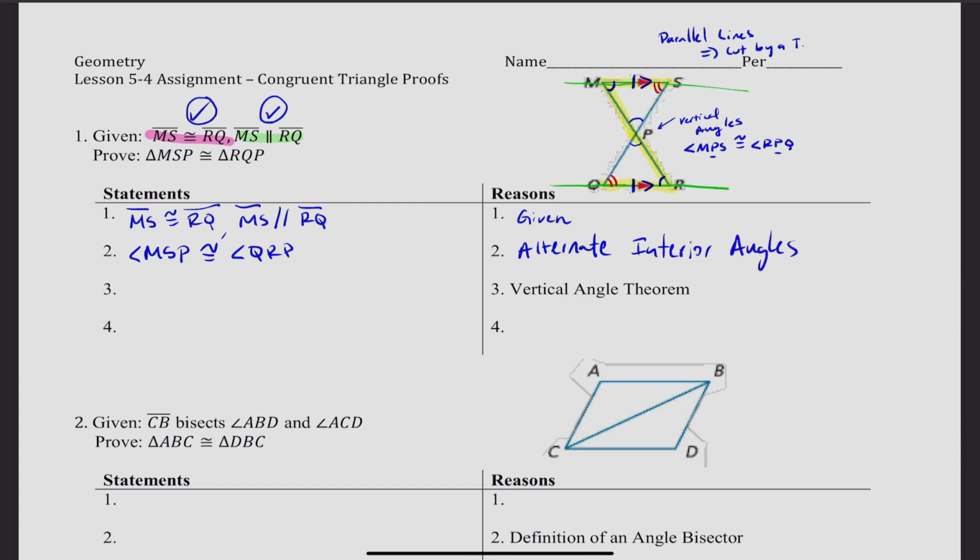Okay? And then here, we are forced to work with the vertical angles theorem. And we did say that angle MPS is congruent to angle RPQ. And that's because of the vertical angles. Okay? So then, for my fourth statement, I gotta use the proof. So triangle MSP is congruent to triangle RQP.